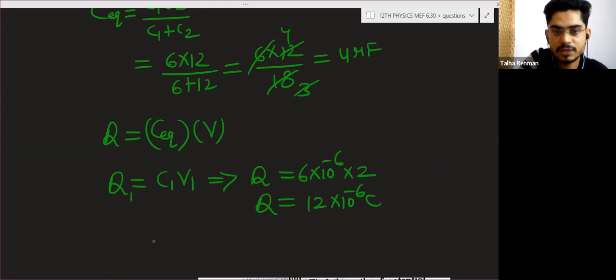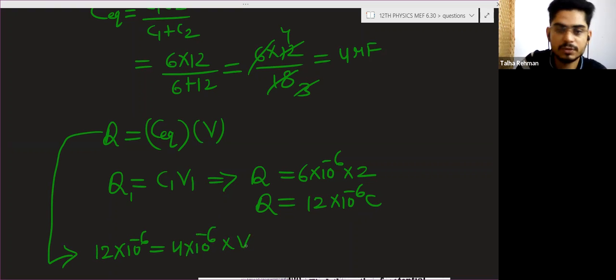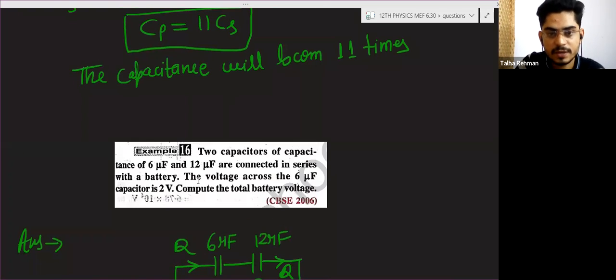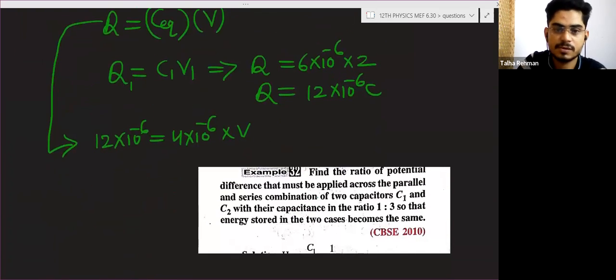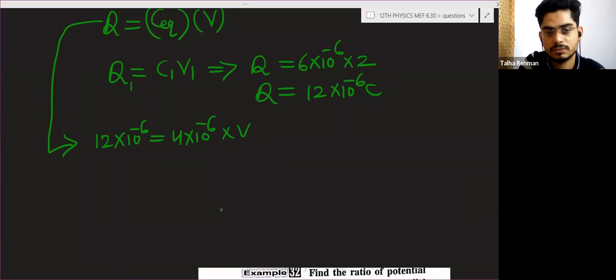Can we calculate V from this? Q is 12 into 10 to the power minus 6. C equivalent is 4 microfarad. And V we have to calculate. See here, they are saying calculate the total battery voltage. So please tell me the answer. What is the answer of V?